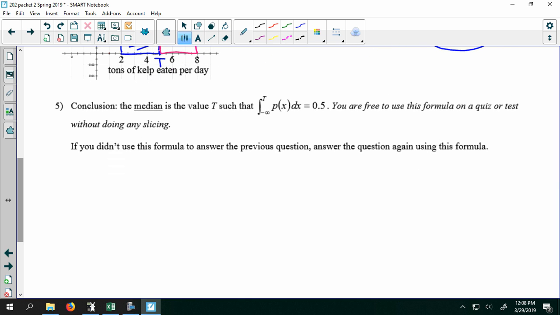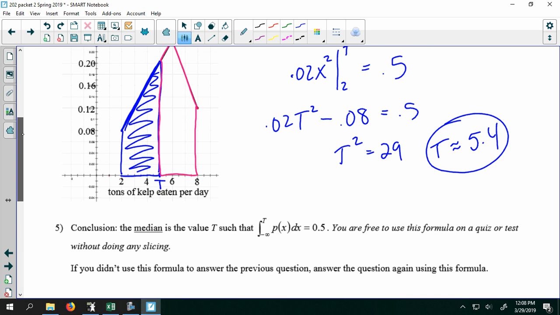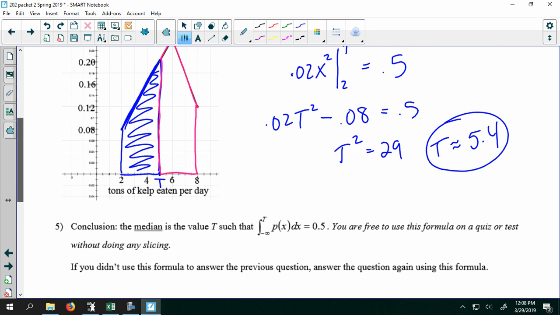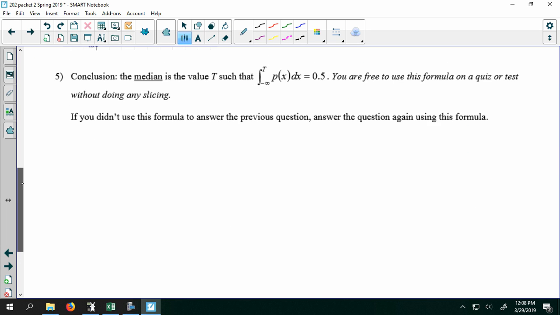So the conclusion is that to calculate the median, we take an integral from -infinity to t of the PDF function dx, and we set it equal to 0.5. You are free to use this formula on a quiz or a test without doing any slicing. We did already use this formula up here. The reason we started at 2 and not -infinity is because there was no area to the left of 2. So we essentially used this formula.